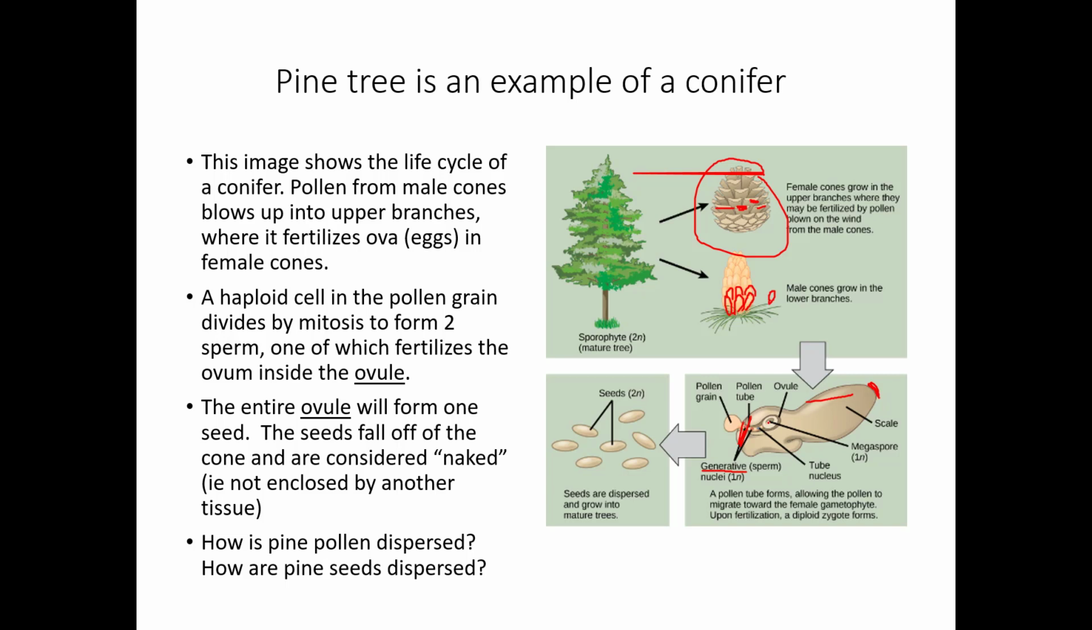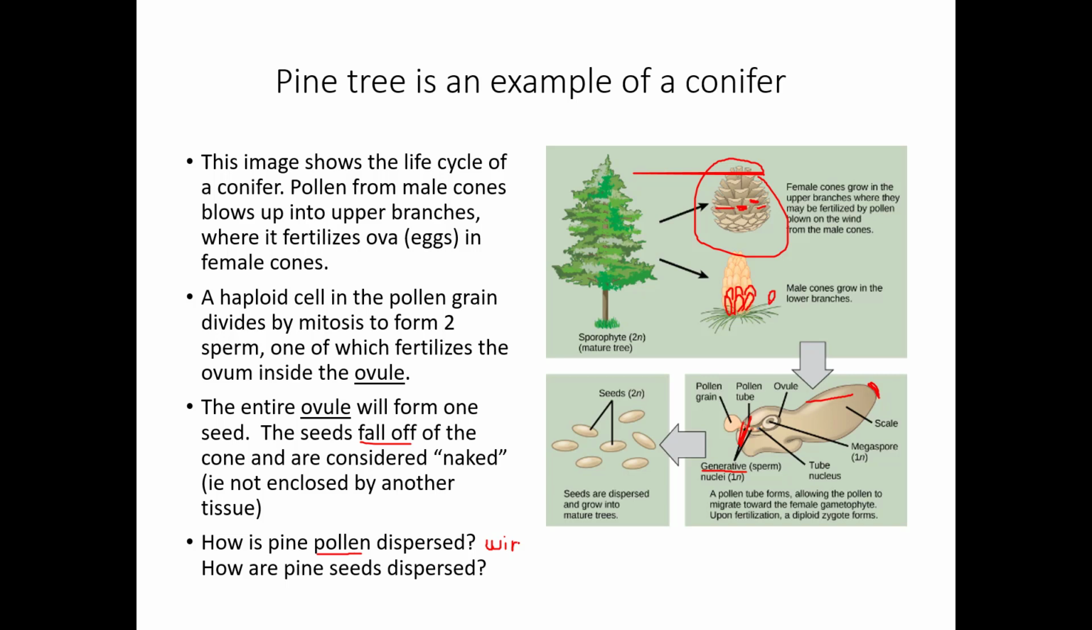This process takes a long time. We'll see that on the next slide. But once the egg is fertilized inside the ovule, the whole ovule becomes the seed. And then typically the seed will just fall off of the cone, and it's not surrounded by a fruit. So it's called a naked seed. And so the pollen is dispersed by wind mostly. There really aren't like insects that visit cones. And so it's mostly a wind dispersal.